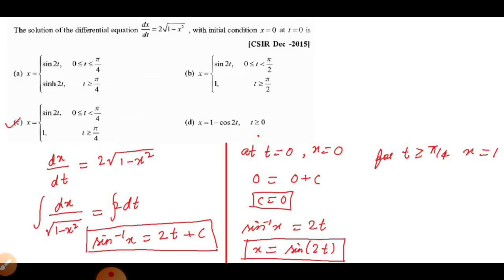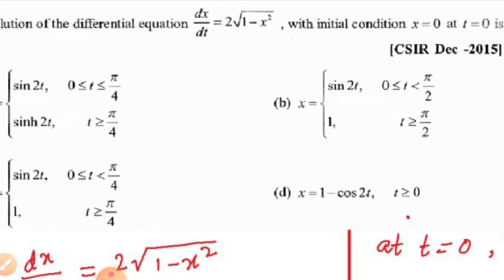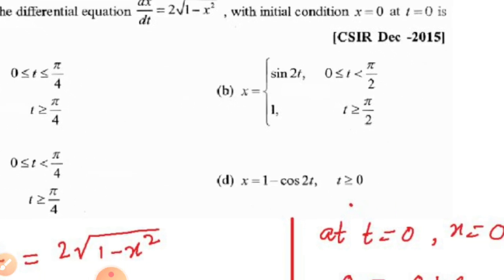This is the CSIR NET December 2015 question. So the question is dx upon dt equals 2 times root of 1 minus x square. Also the condition is for t equals 0, x is 0, meaning the initial condition at time t equals 0, we have x equal to 0.